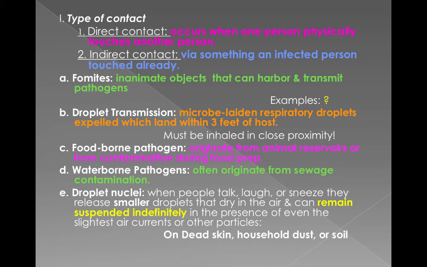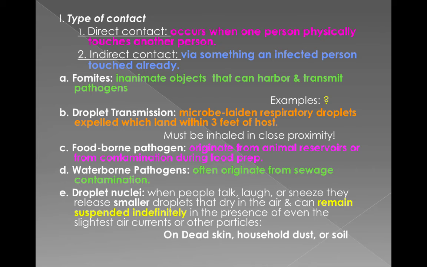Now, a lot of people get confused about airborne transmission. There's actually two different types of airborne, called droplet transmission and droplet nuclei. I'm going to skip over droplet transmission right now and talk about foodborne and waterborne first, then come back and compare droplet transmission and droplet nuclei.